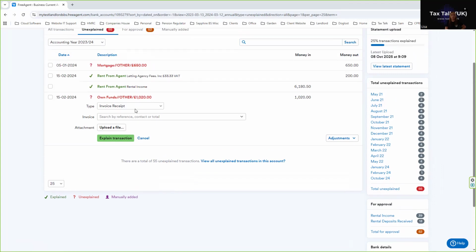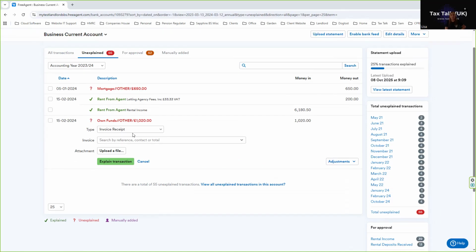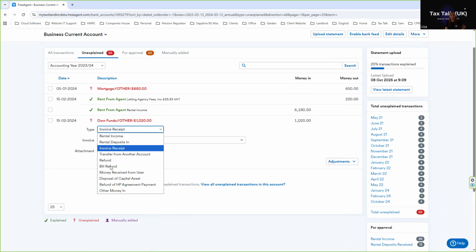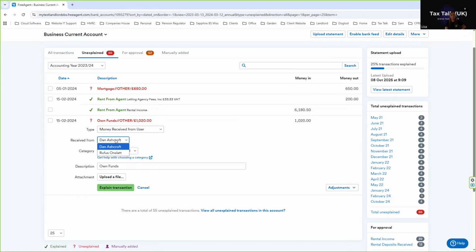And it may be sometimes that you have put some money into the account of your own funds that are nothing to do with rental income. And so we want to allocate all of the transactions, so we need to allocate that one too. So here we would allocate that as money received from user. And apologies for the slow internet today. And the users would be the users that are set up on your license, and that would just be capital introduced. So that has now explained the money is in.